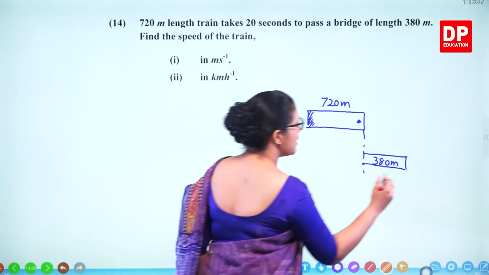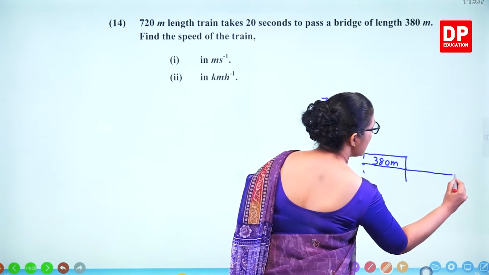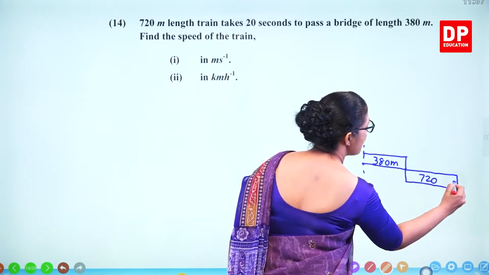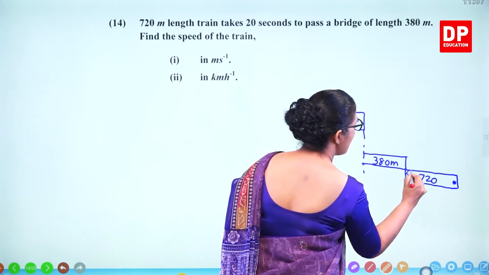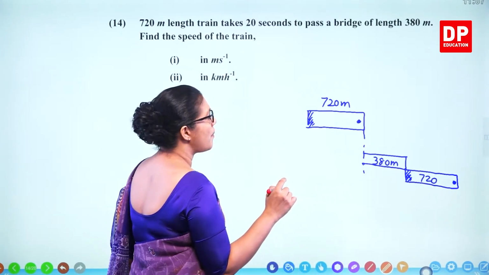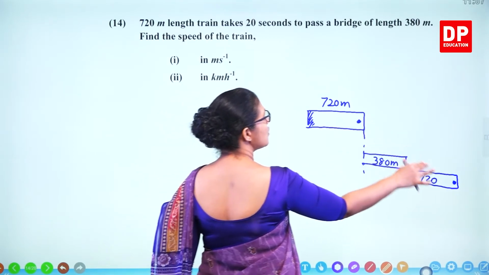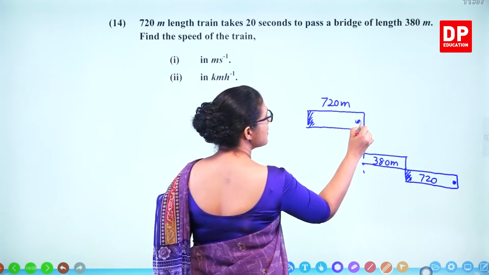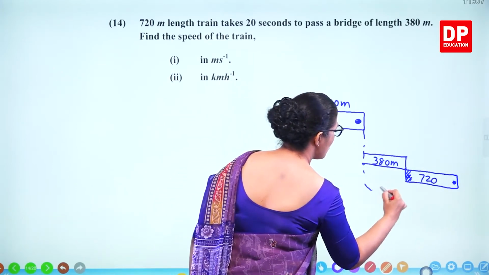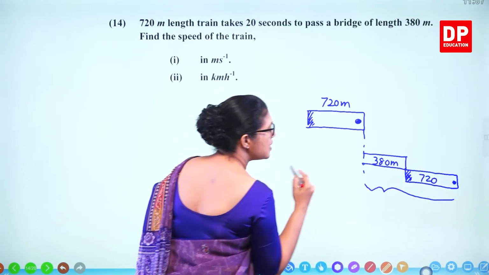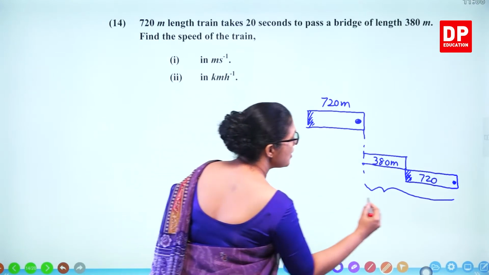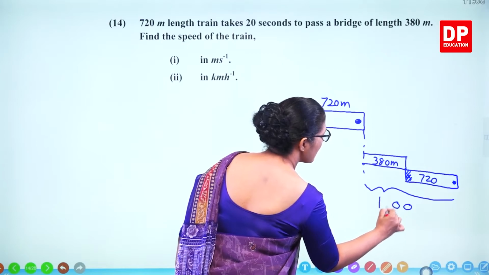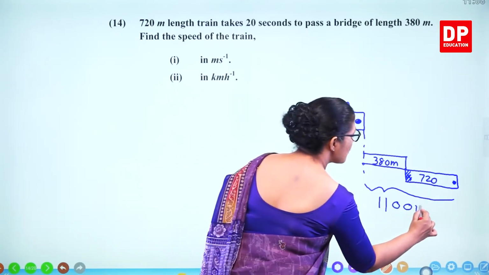That means the train should be here. This is the front, this is the back. So passes means starting from here to here. So what's the total distance traveled? This position to this position. So it traveled 380 plus 720 meters. So altogether 1100 meters traveled.